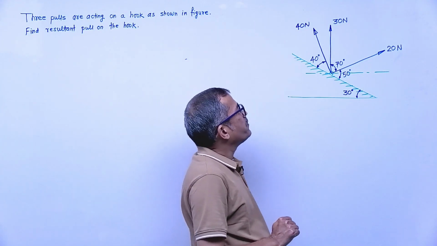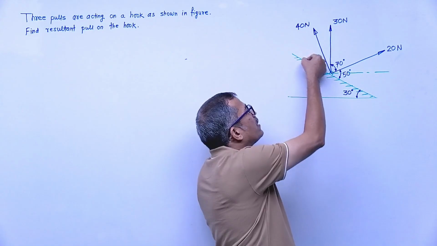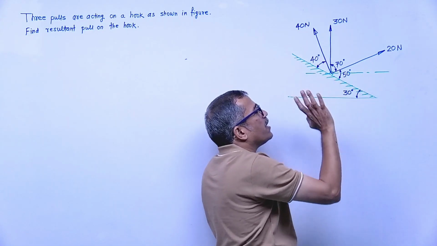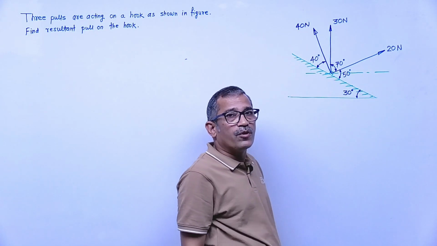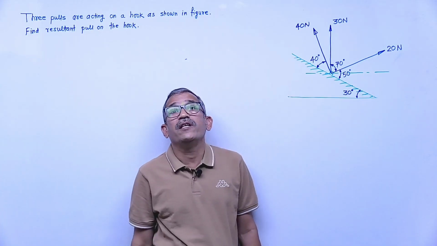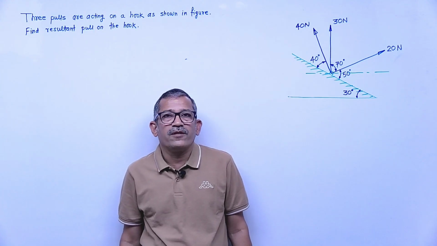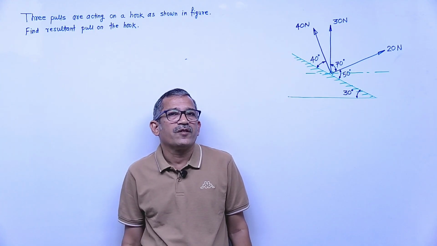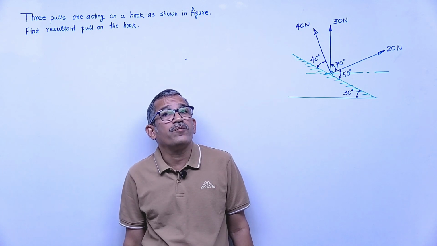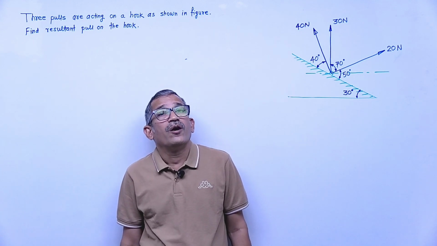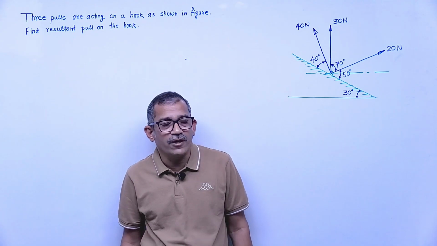The problem is that one inclined plane is given and the angle is given as 30. So you should not get confused with inclinations of forces. We will resolve forces in horizontal and vertical direction. So find the inclination of forces with horizontal or with vertical.